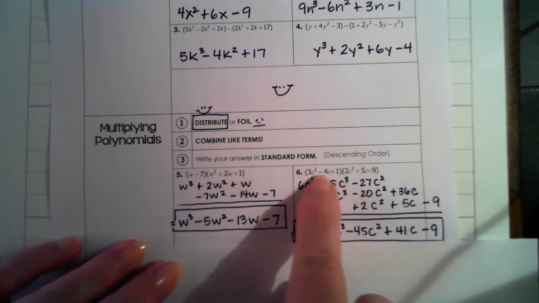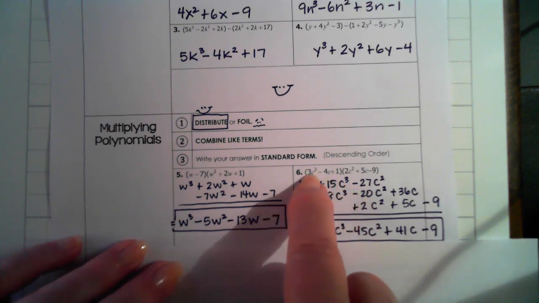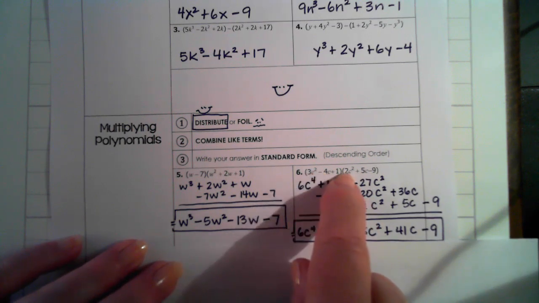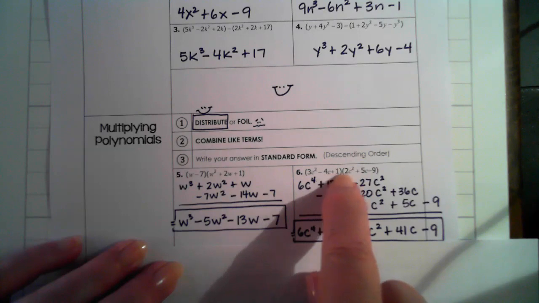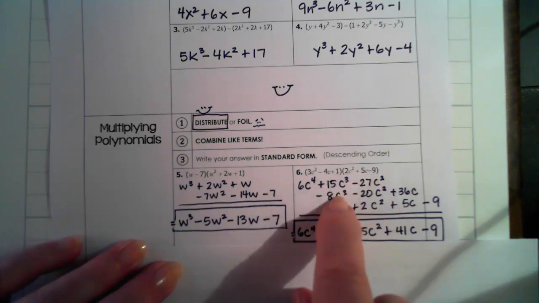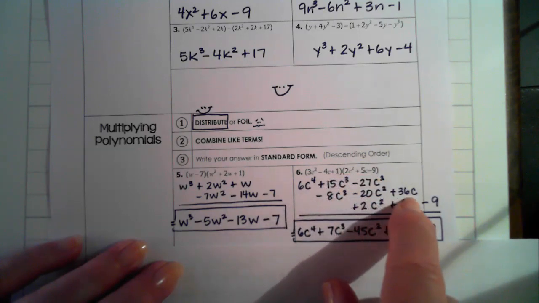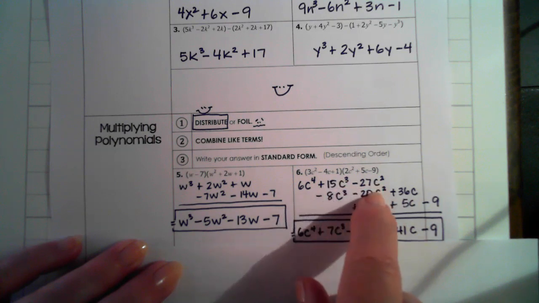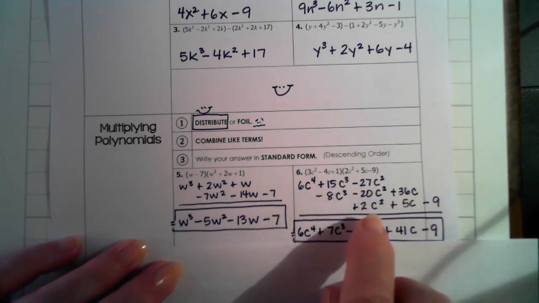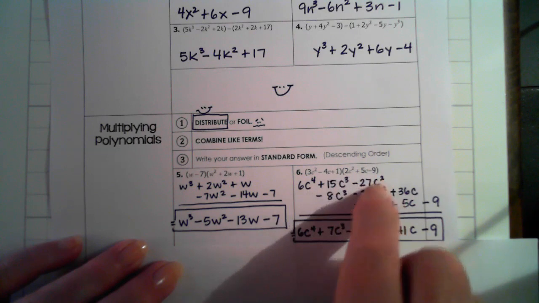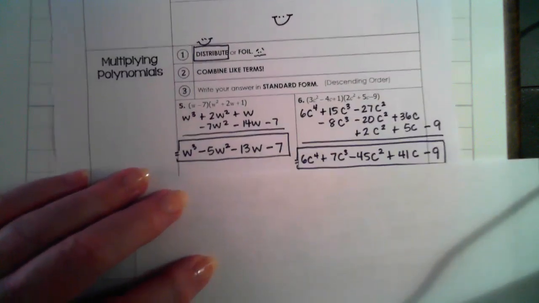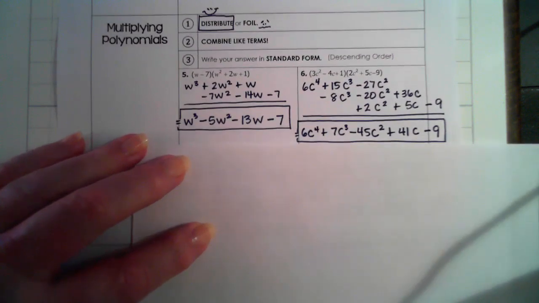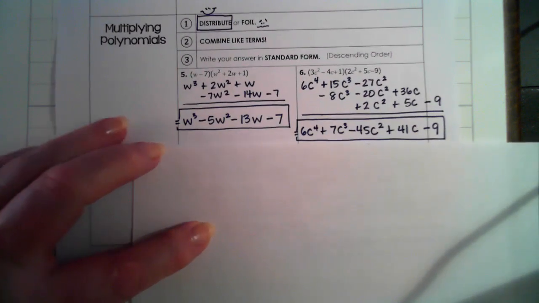And over here you can see I did the same idea. This time I did 3c squared times each one of those. I got this one. Then I multiplied the negative 4c times all of the terms in that trinomial and wrote it on this line. Again, lining them up in each column. And lastly, I did 1 times everything there, and there it is, and combine like terms. So staying organized so that you can combine like terms will really help you.